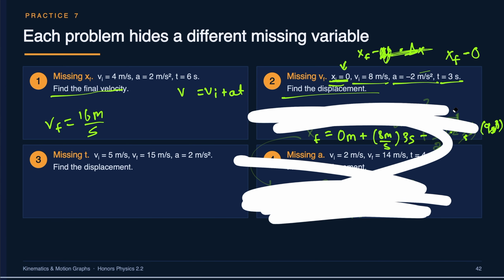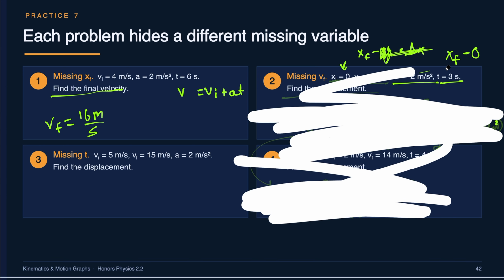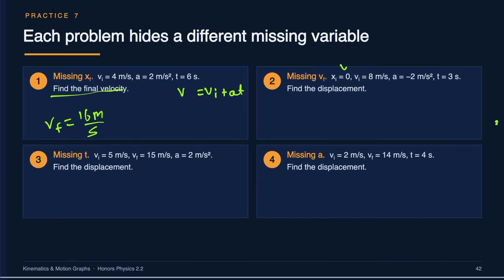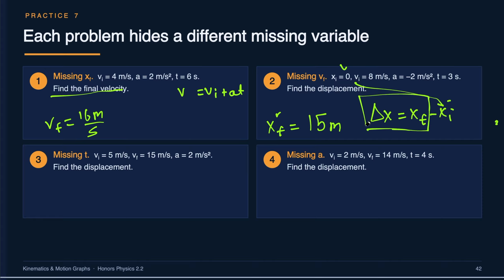But obviously you want to show your work, right? A lot of times you don't get credit if you don't show your work. So in this case I would write S_f, but displacement is delta x, right? But since that is S_f minus S_i, and we know S_i is just 0, delta x is just S_f.